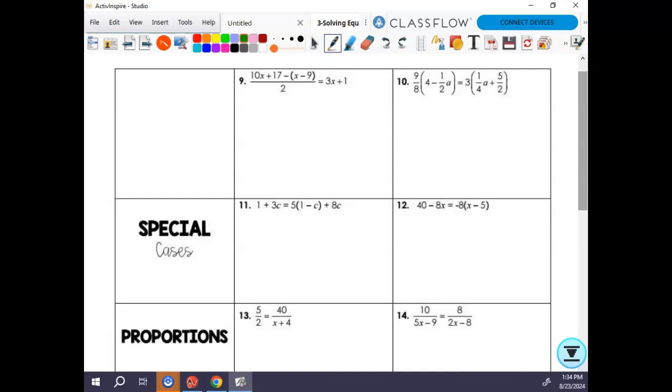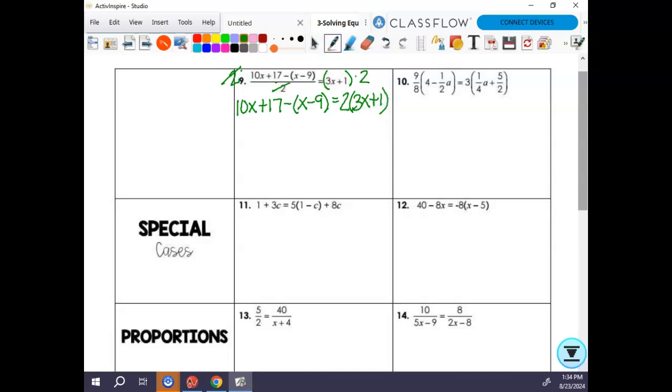So in order to do that, we'd multiply both sides by what? 2. Okay, so I multiply both sides by 2. Since there's more than one term over here, I have to put that in parentheses. Okay, so we're going to write this out. These cancel out. I'm left with 10x plus 17 minus x minus 9 equals 2 times 3x plus 1.